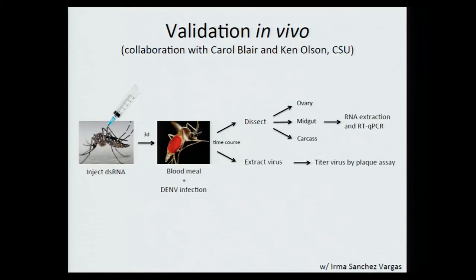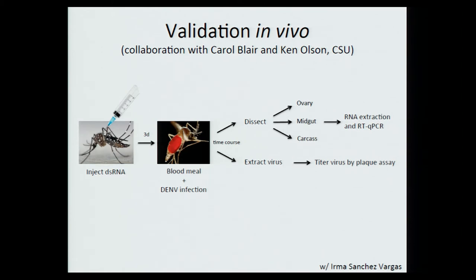Is this actually relevant in vivo because of the germline association of the piRNA pathway? In order to do these experiments, we collaborated with Carol Blair and Ken Olson at Colorado State University to do some in vivo experiments. We injected mosquitoes with long double-stranded RNA in order to knock down PIWI4, infected them by blood meal with dengue virus, and then split them into two pools.